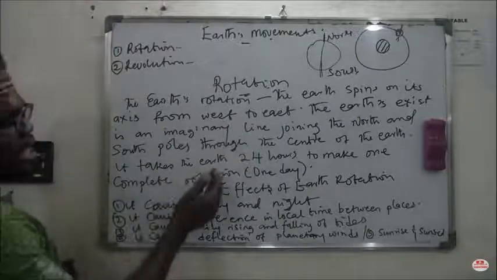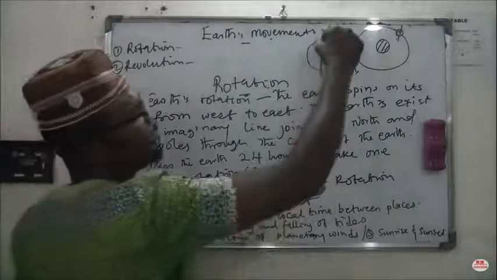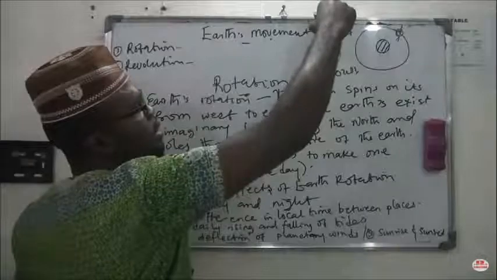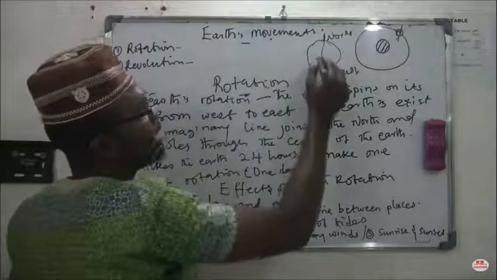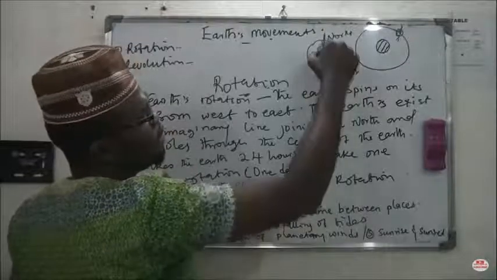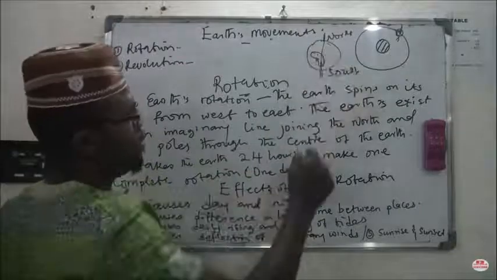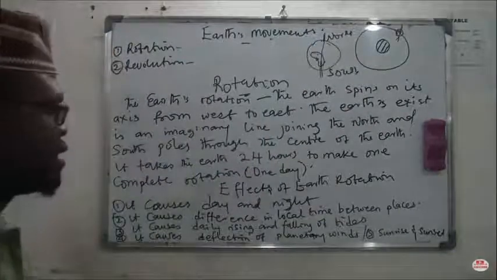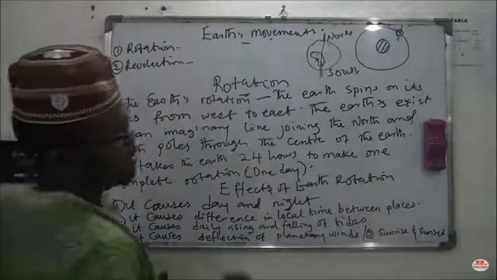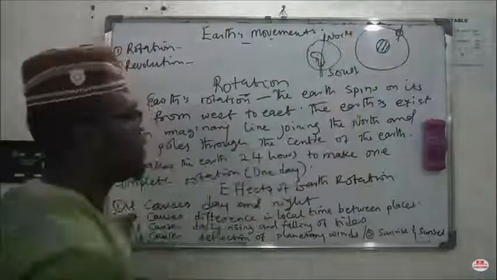So it takes the Earth 24 hours to make one complete rotation, which is 1 day. Like this very place, let's say this is Africa. It will rotate like this and come back to this very point in 24 hours, which is 1 day. So it takes the Earth 1 day to rotate. You understand? So as the Earth is rotating, it is also moving around the sun.